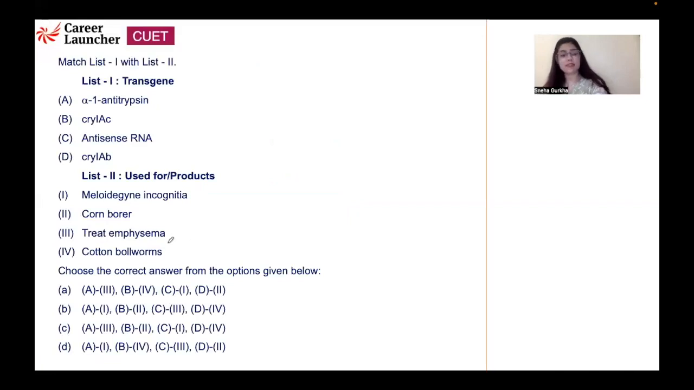Next, we have to match the following. So first is alpha-1 antitrypsin, which is used to treat emphysema. Then we have Cry1Ac with cotton bollworms, antisense RNA with Meloidogyne incognita, and Cry1Ab with corn borer. So option A, option 1 will be correct.